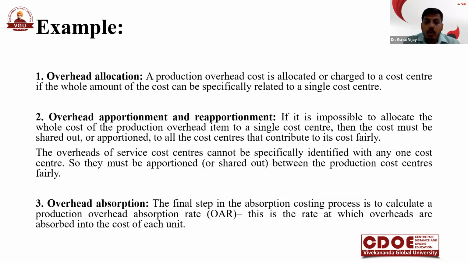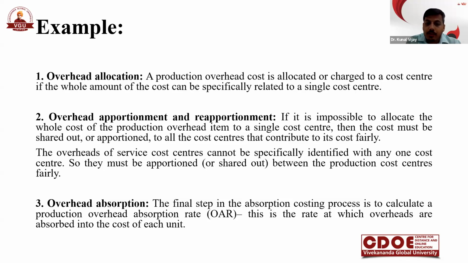If it is impossible to allocate the whole cost of a production overhead item to a single cost center, then the cost must be shared out, or apportioned, to all the cost centers that contribute to it, fairly. If it is not possible, it means combined rent is there, combined electricity is there, combined advertisement cost is there. You will not be able to allocate them to a single product, so you will have to apportion them.